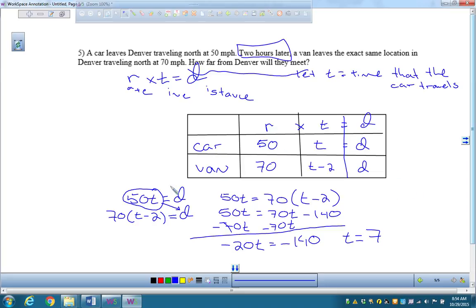350, right? Because I know that d is 50 times t, or 70 times t minus 2, right? So if I multiply 70 by 5, or 50 times 7, I'll get the answer, and d is equal to 50 times 7, which is 350 miles.